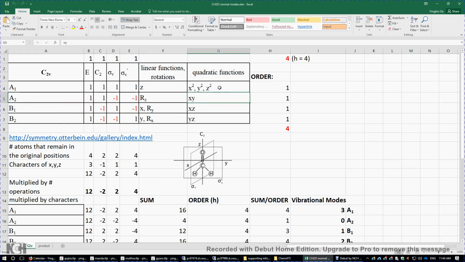Over here, we see 3 quadratic functions. As long as we see only 1, it's Raman active. We see all 3, but anyway, it's just A1 is Raman active as well. So A1, A2, B1, B2 are all Raman active. So all of those vibration modes are Raman active.